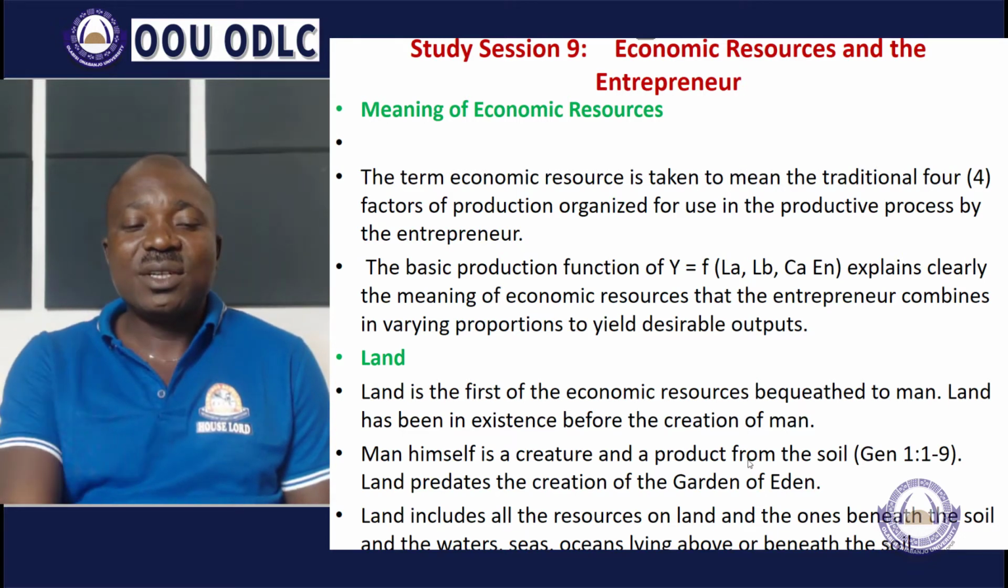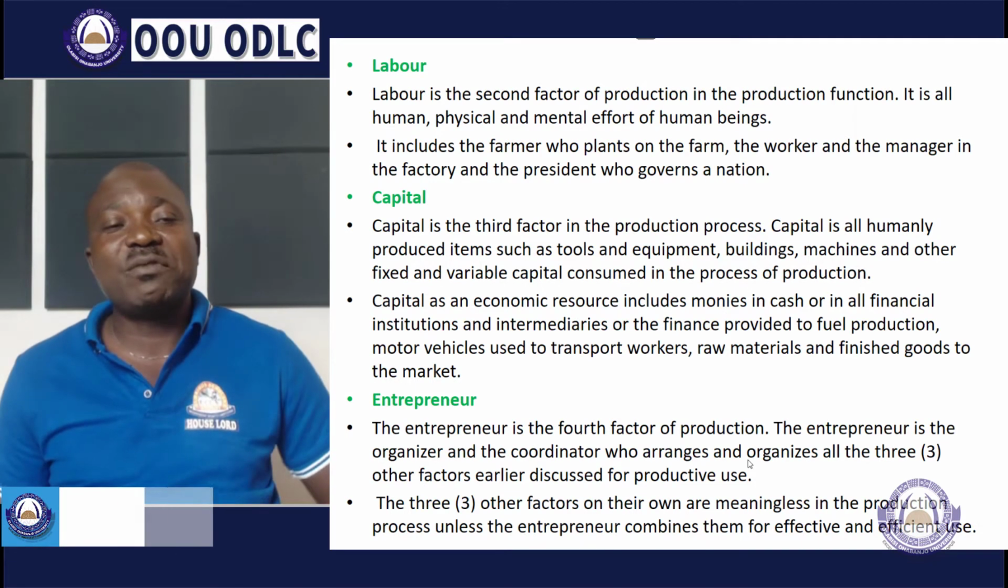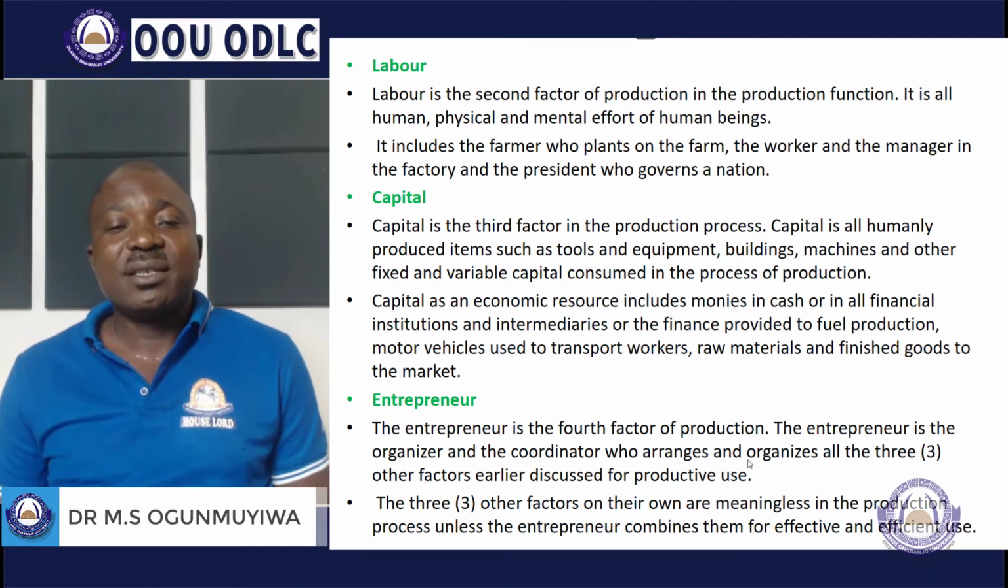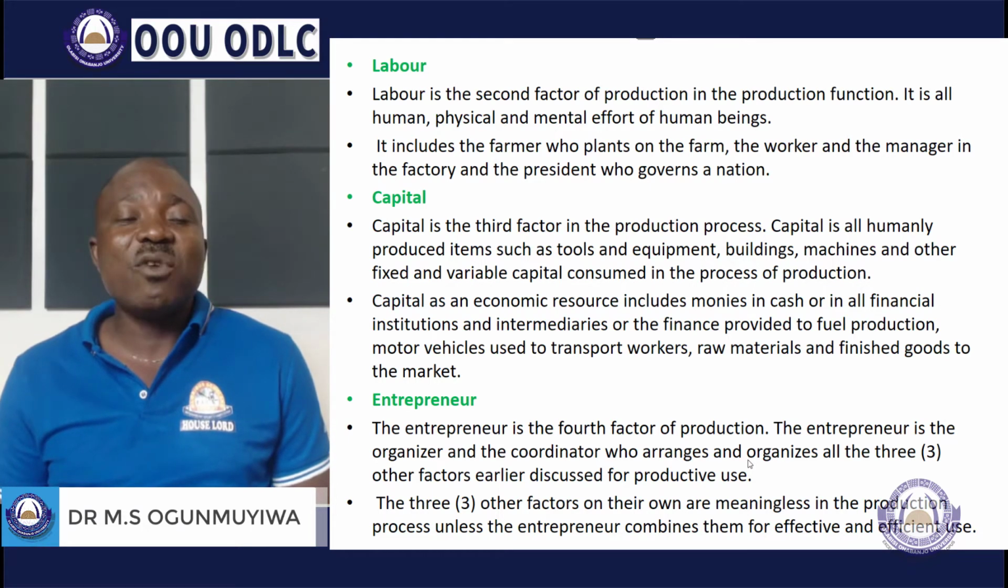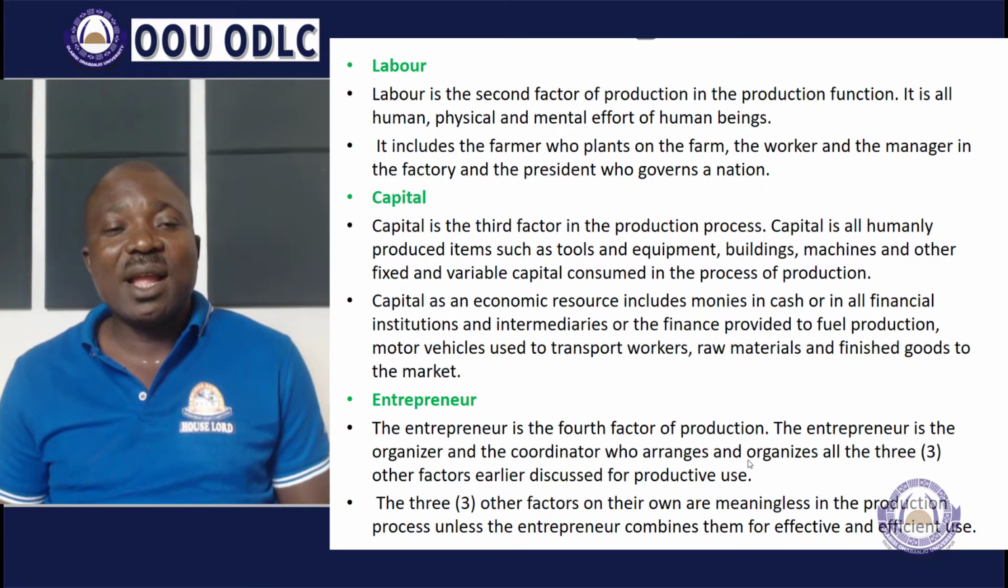And the reward the entrepreneur gives for making use of land in that productive chain is called rent. A rent is given as a reward for making use of land to organize productive activity. When you use land to produce a given item, you don't use it for free. You pay a reward, and that reward is called rent.